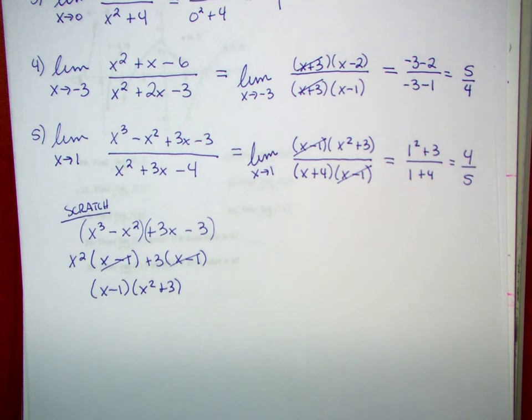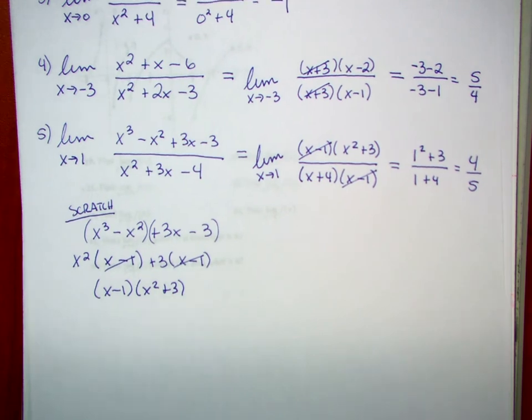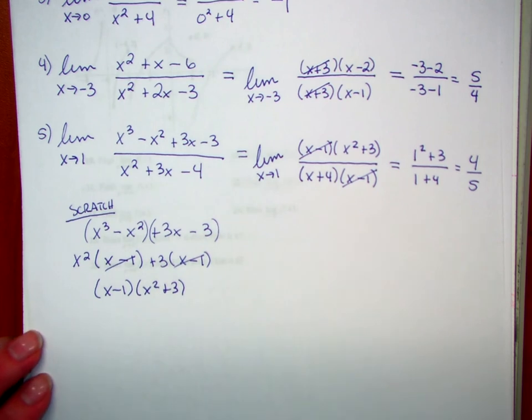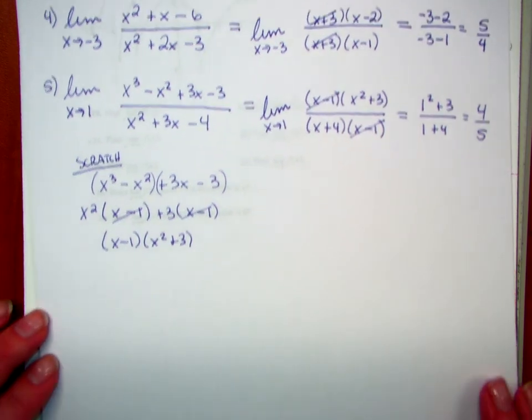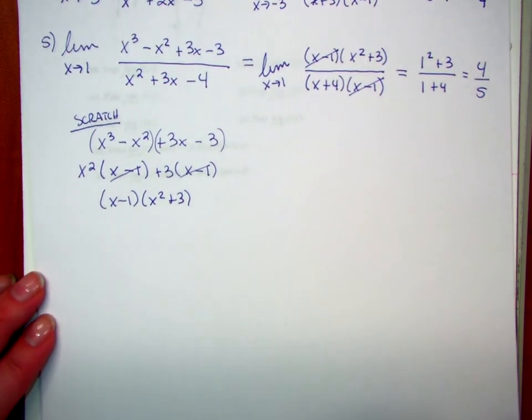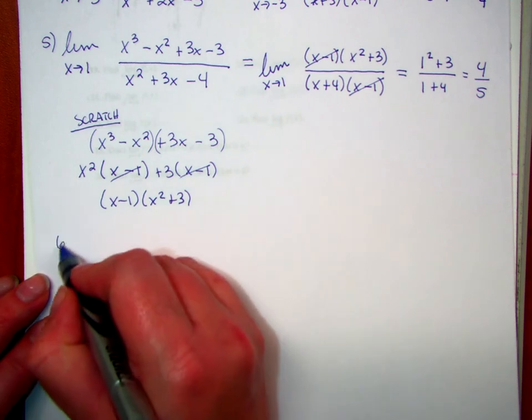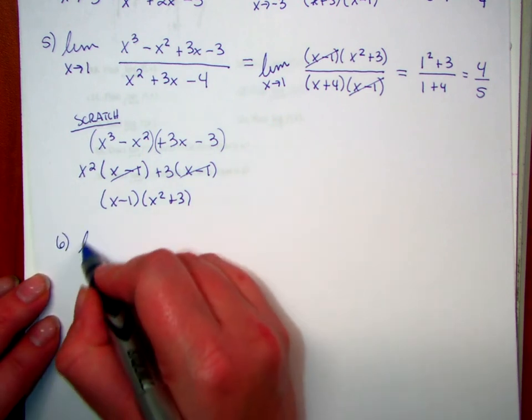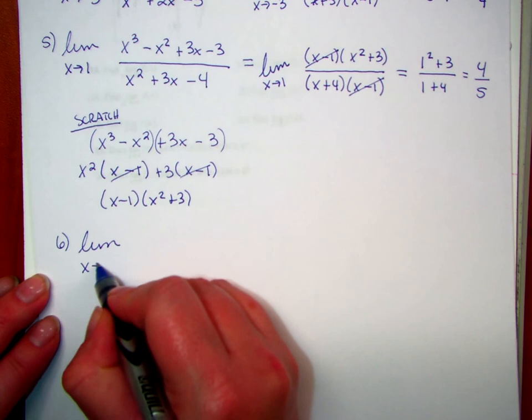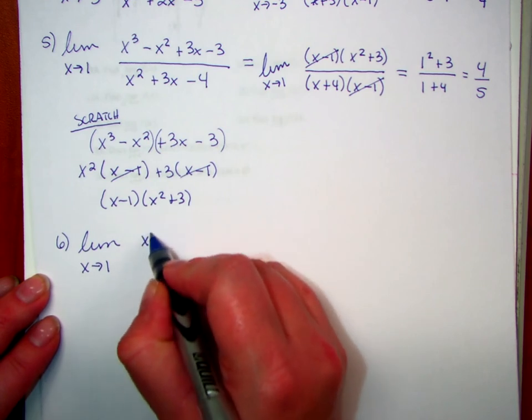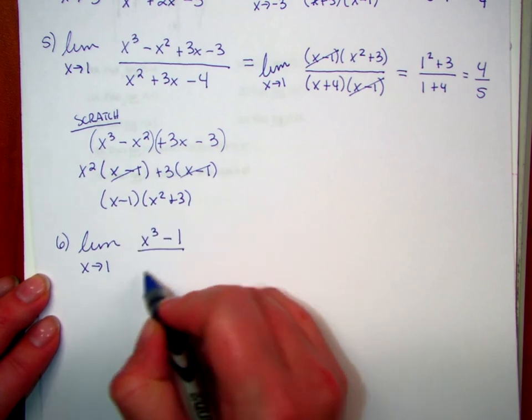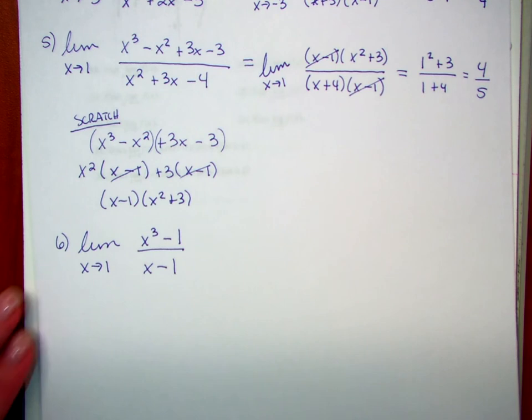So algebraically, you're going to factor if possible, right? There's other algebraic techniques that you'll learn in the actual calculus course, but for now we're just going to focus on factoring. All right, so let's look at this example. Right, the limit as x approaches 1 of x cubed minus 1 over x minus 1. So if you were to plug 1 in, you would get 0 over 0, right?